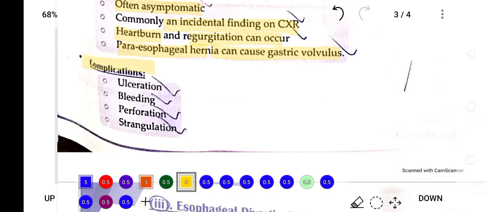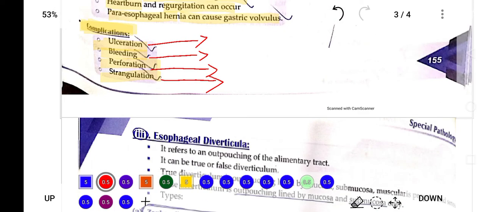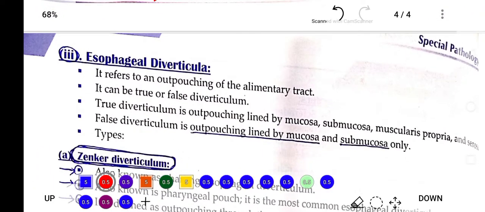Now the complications of hiatal hernia are ulceration, bleeding, perforation, and strangulation. Ulceration is the loss of epithelium, loss of mucosa. Bleeding will occur. Perforation means rupture of the esophagus or stomach can be there, and strangulation will occur when there is compromised blood supply. That is hiatal hernia.